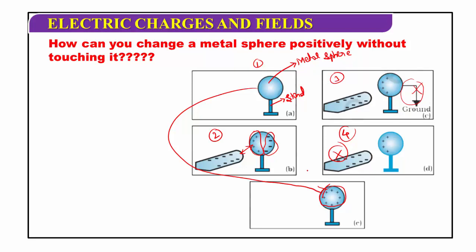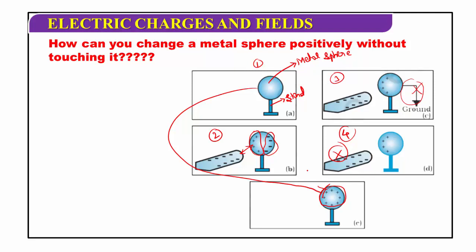This process is called charging by induction. It is a very simple process. Consider a metal sphere. That metal sphere is placed on an insulated metal stand.